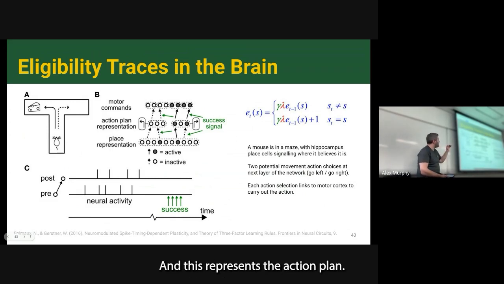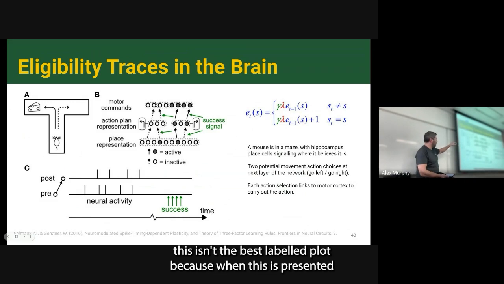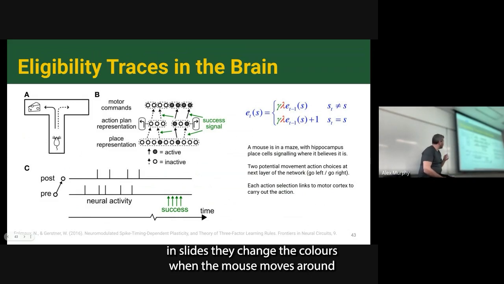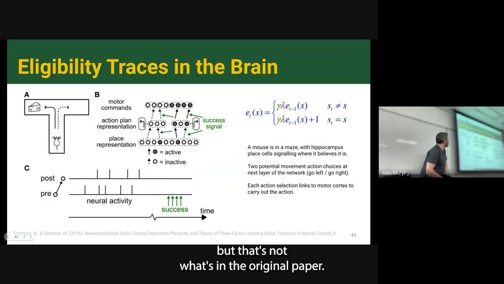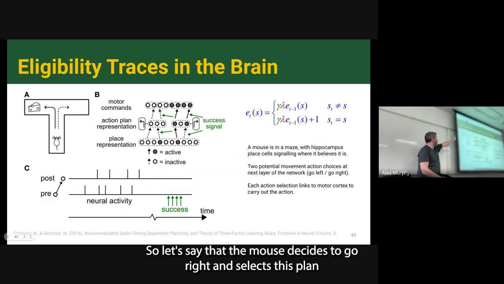And this represents what's called the action plan over here. And so we can go left, or we can go right. This isn't the best labeled path because when this is presented in slides as well, they change the colors and they move things around, but that's not what's in the original paper. So let's say that the mouse decides to go right and then selects this plan.